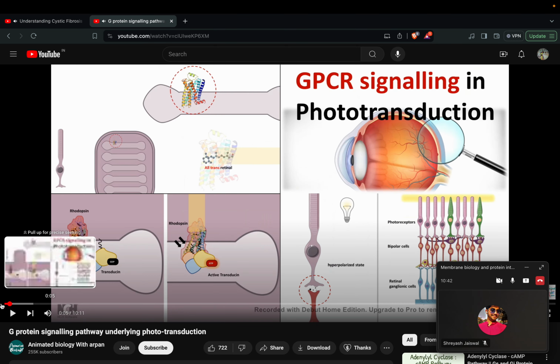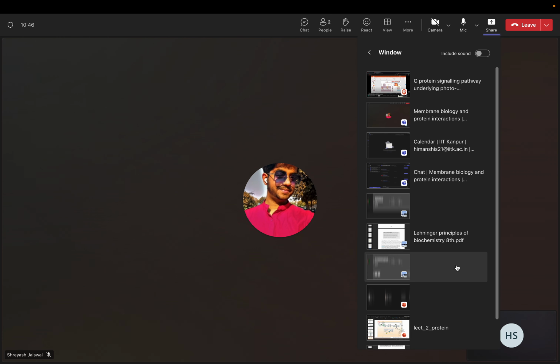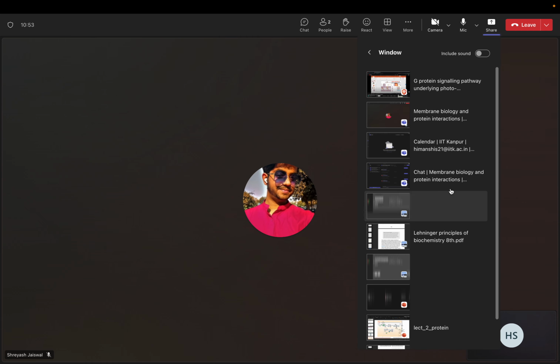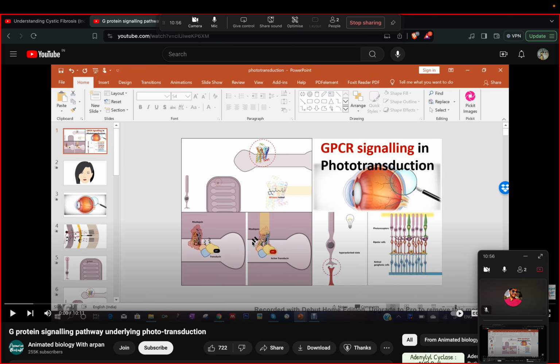So let me share my screen with you. I hope you can see it. This is a very good way of explaining how we see, basically phototransduction, and how a GPCR protein is performing this function very effectively and very nicely.